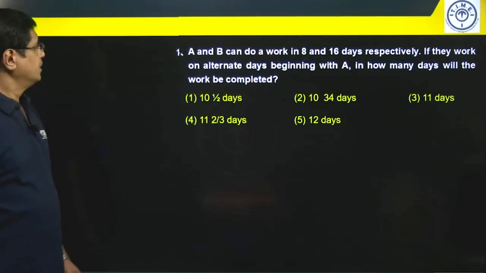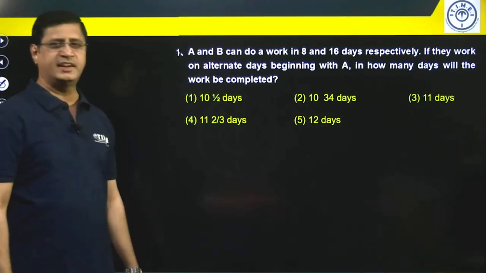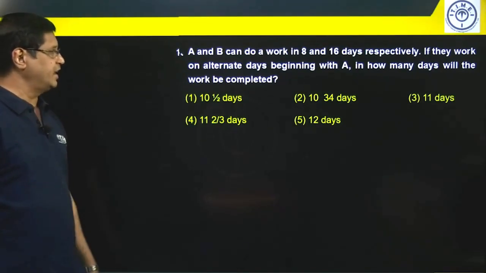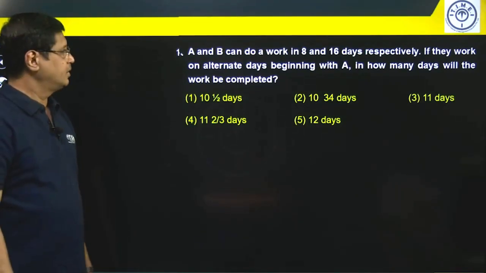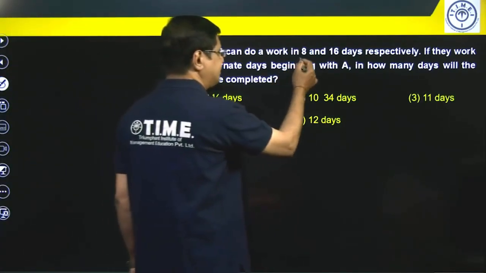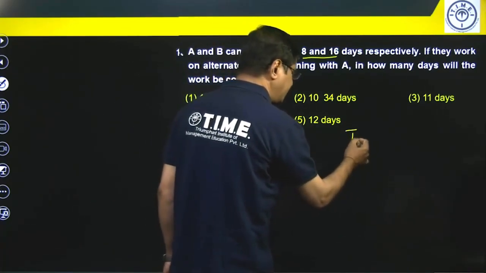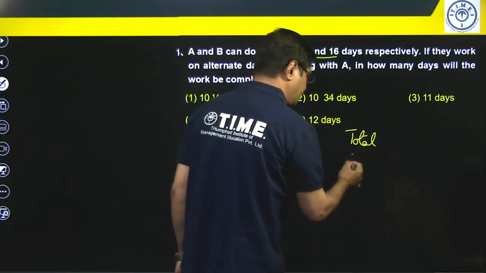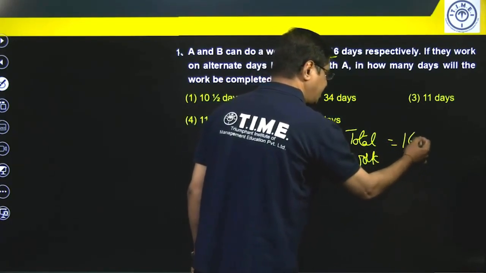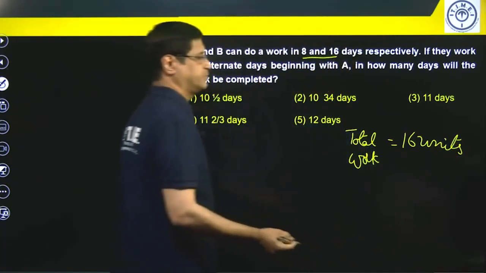Okay. Yes, my dear students, just look at this example here. A and B can do a work in 8 and 16 days respectively, if they work on alternate days beginning with A, in how many days will the work be completed? How much is the LCM of 8 and 16? 16 is the LCM. Means the total work divided into how many units? 16 units. The LCM of the given number of days, 8 and 16.